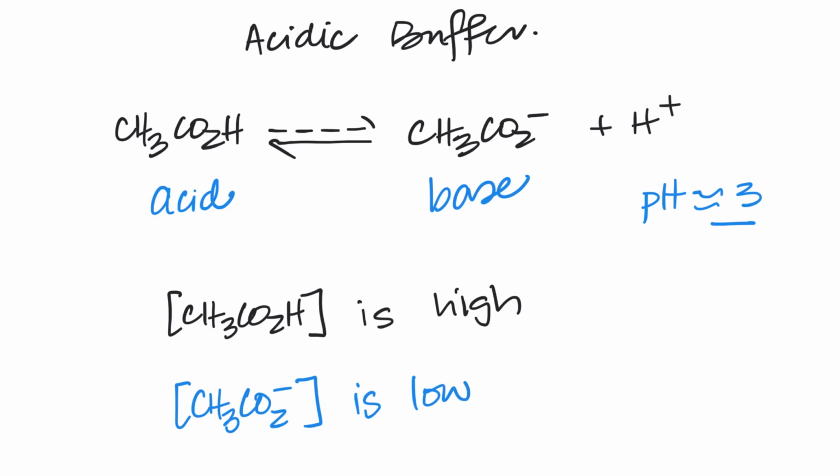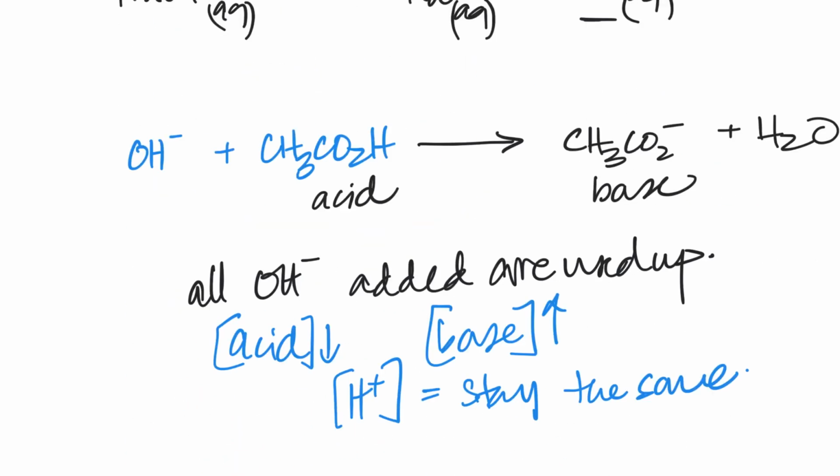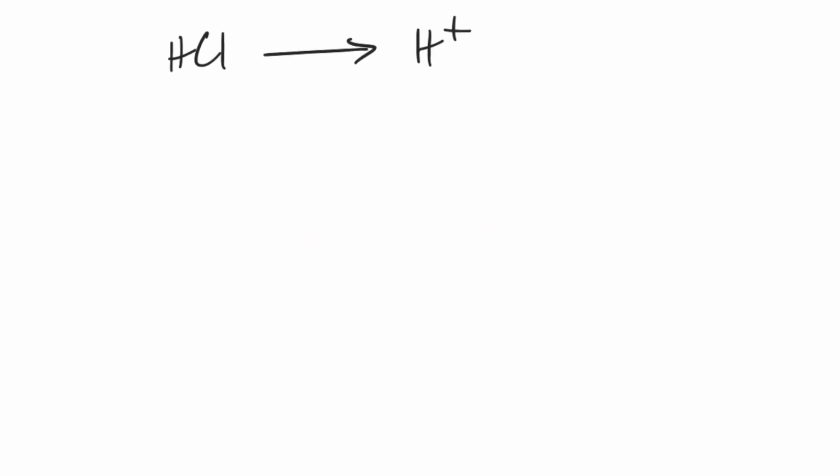But now to this system, if I were to add H plus ions as a secondary thing, that would be a problem because the H plus ions will have to react with the base, and the base is low in concentration. So let's say I added HCl. Now when I add HCl to this, HCl will give me H plus ions and Cl minus ions. The problem is the H plus ions that I just added, these are the additional H plus ions added, have to react with the base.